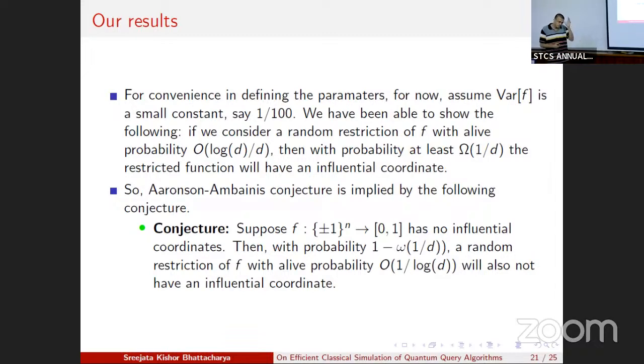That is, if you have a bounded low max influence function and you take a random restriction of it, with very high probability it will still not have any influential coordinates. If you can show this, the Aaronson and Ambainis conjecture will follow.